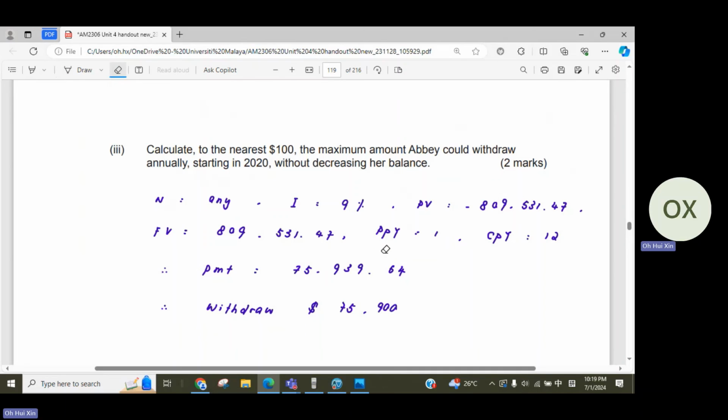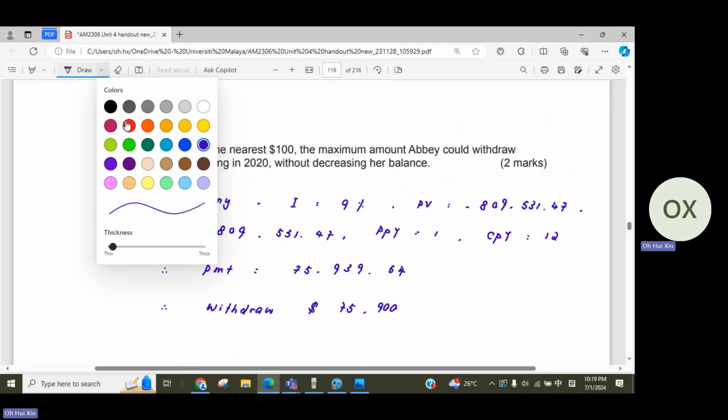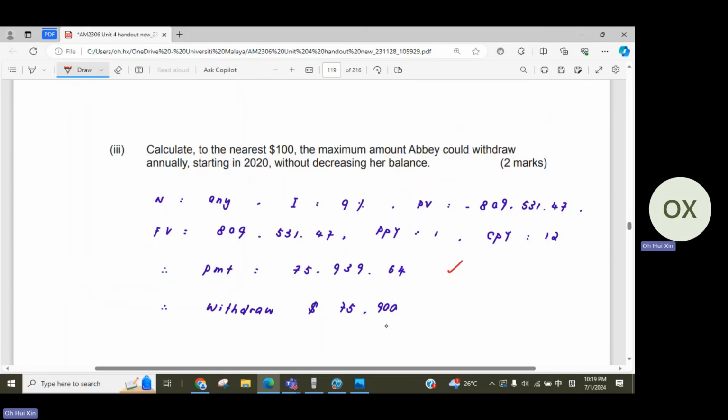So that is this question. Being able to write down and find out the value up to this part, you should be able to get 1 mark. Then after that, for the final answer, knowing how to round it off to the nearest 100, you get the 2nd mark.